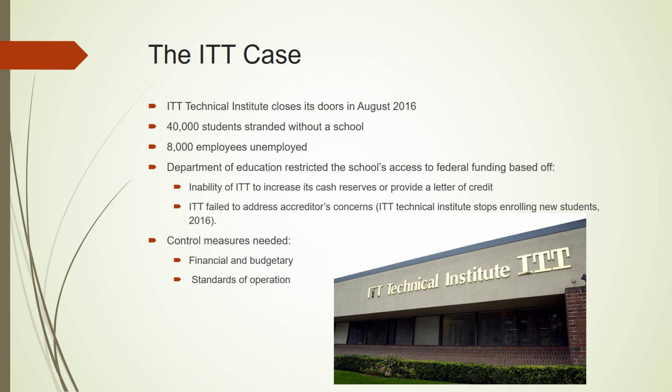ITT Tech is a for-profit school that recently closed its doors. They left 40,000 students stranded without a school and 8,000 employees unemployed. The reason this happened is the Department of Education restricted the school's access to federal funding based off the school's inability, one, to increase its cash revenues and provide a letter of credit, and also because ITT had failed to address a creditor's concerns. Essentially, those concerns were academic concerns.